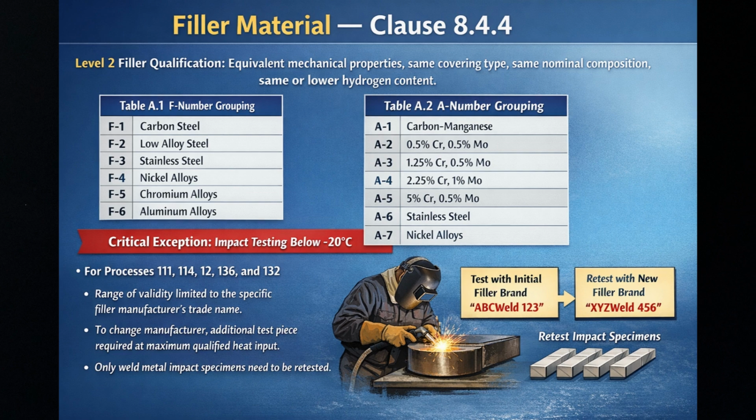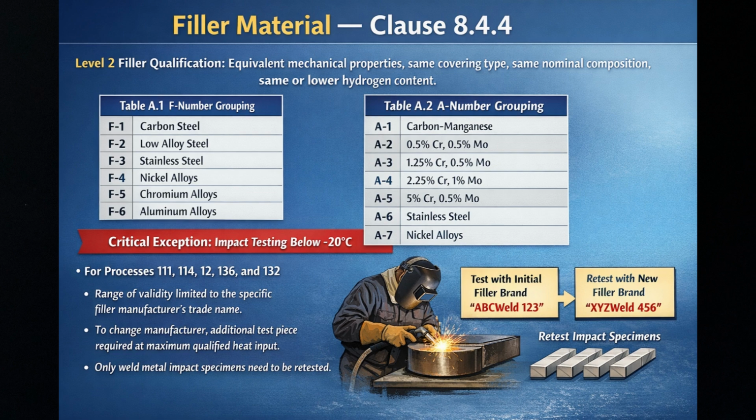The filler material qualification rules differ significantly between levels, as we covered in Lecture 3. Let us consolidate the key points. At Level 2, filler materials cover other filler materials as long as, according to the designation in the appropriate international standard, they have equivalent mechanical properties, the same type of covering or flux core, the same nominal chemical composition, and the same or lower hydrogen content. This gives more flexibility than the Level 1F number system, but requires careful comparison of the designation.